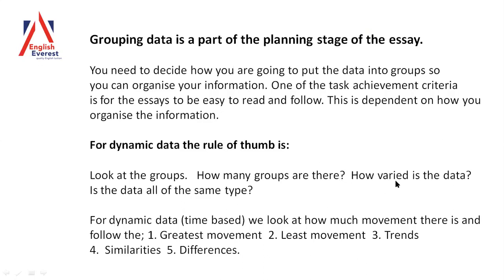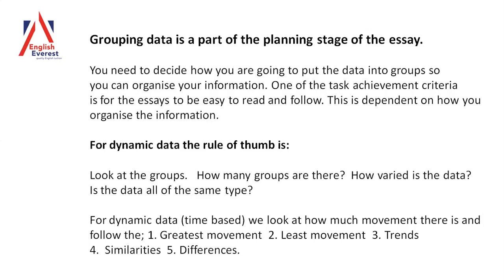How varied is the data? Does it have massive peaks and really low troughs? So does it go from really high to really low? That's what we mean about variation. Is the data all of the same type? Is it all year, or does it include 2 different measurements? Always check these things, because if it includes 2 different types of measurements, you may have to write about each one separately to make sure that it's not confusing.